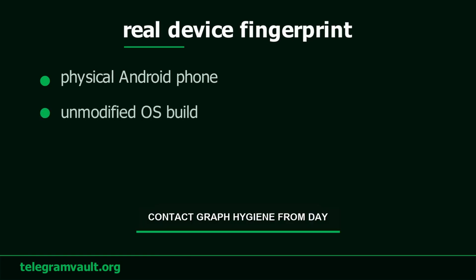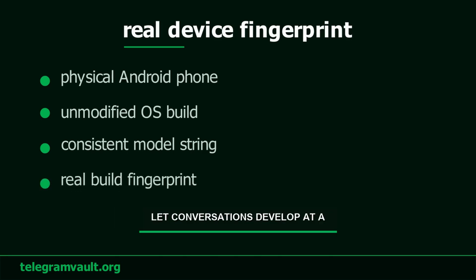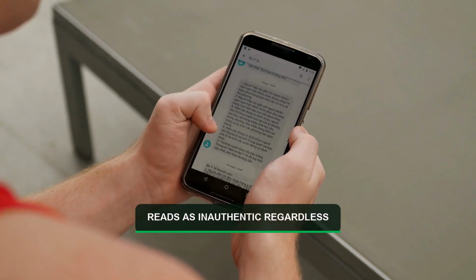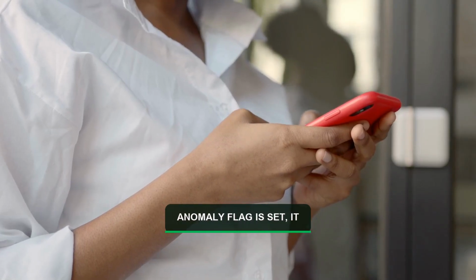Third, contact graph hygiene from day one. How you populate that contact list in the first 30 days matters more to long-term health than almost anything else. Add contacts from the phone book through organic discovery. Let conversations develop at a human pace. If you are running a channel or a group, grow it incrementally. An account that jumps from 0 contacts to 1,000 in a week with no replies and no reciprocal engagement reads as inauthentic regardless of how clean the IP is, and once a graph anomaly flag is set, it does not clear on its own.